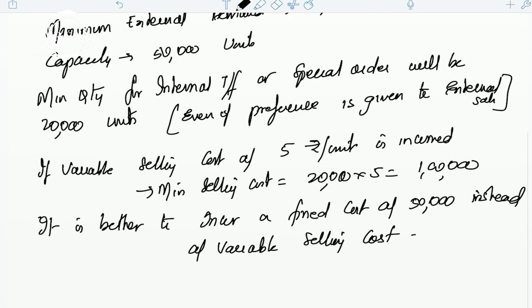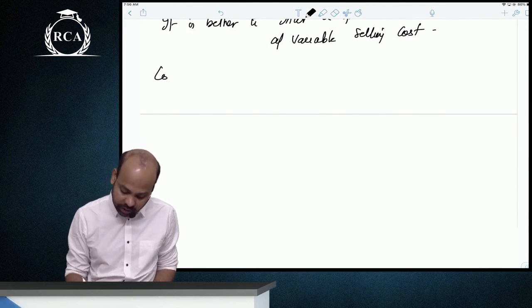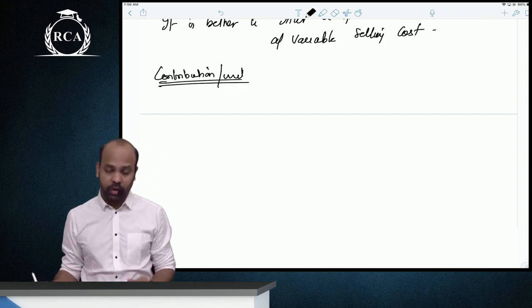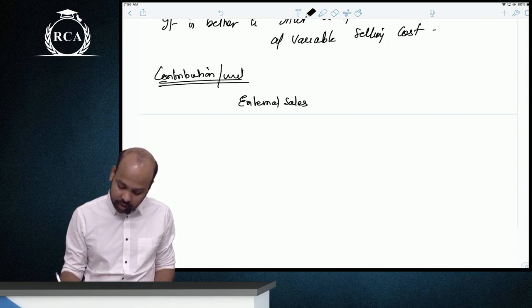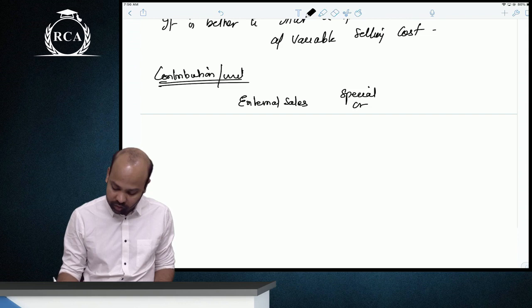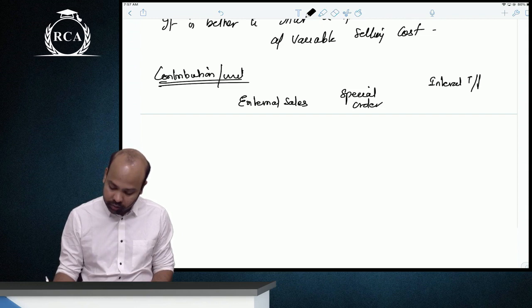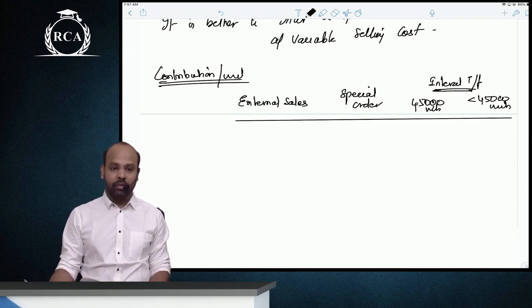Yes, guys. Hope you're all done with this. I gave you a lot of time. Now let us decide as to what is the best strategy. To decide what is the best strategy, we will compute contribution per unit, and for division A. Remember, division A has an option of selling in the external market. They have an option of special order. Now this special order is either accept in full or reject in full. And then there are internal transfers, of exactly 45,000 units or less than 45,000 units, because in both of them the transfer price is different.